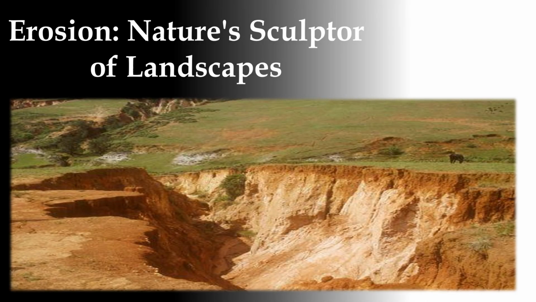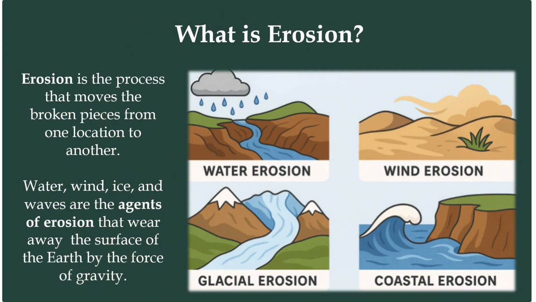Hello, everyone. The topic for this episode is erosion, nature's sculptor of landscapes. What is erosion? Erosion is the process that moves the broken pieces from one location to another. Water, wind, ice, and waves are agents of erosion that wear away the surface of the earth by force of gravity.